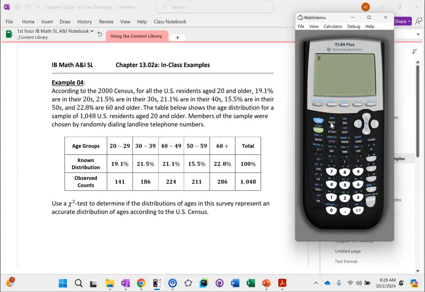So now I'll do my chi-squared test. Now, you probably want to show the work on how you would do that by hand. But when I actually calculate the number, I'm not doing it by hand. I'm using the calculator.